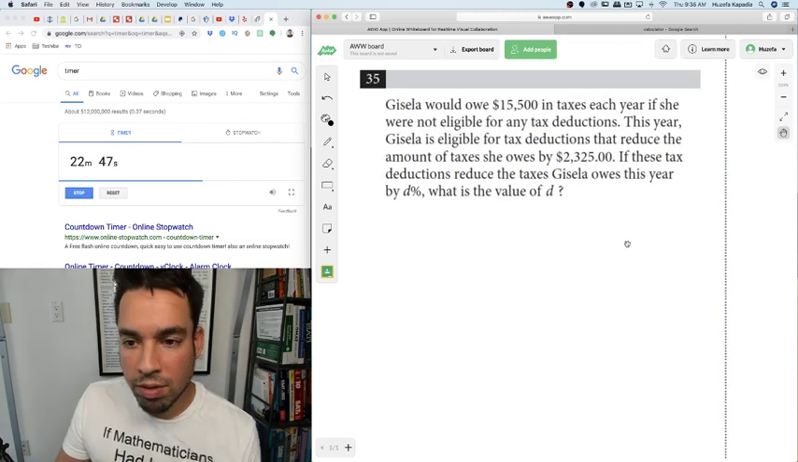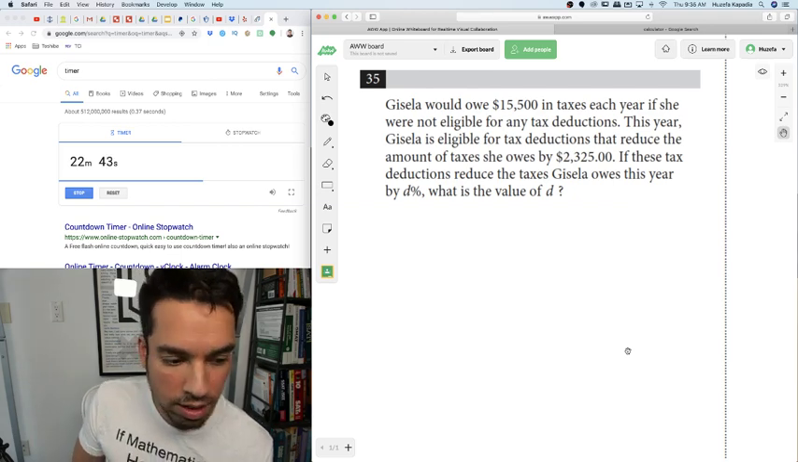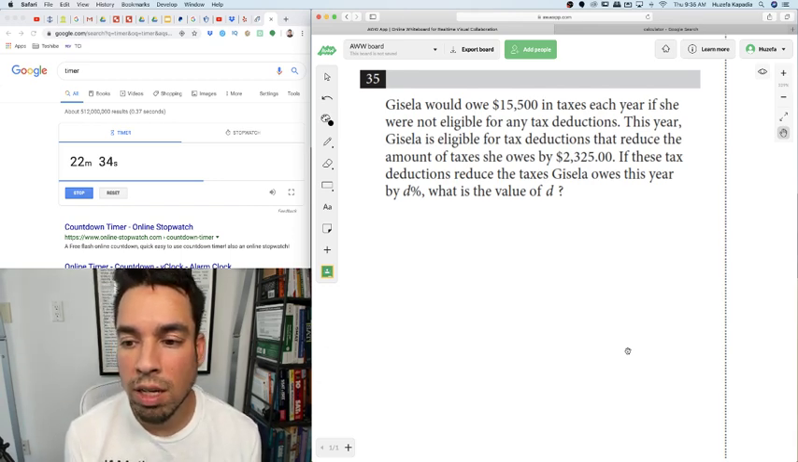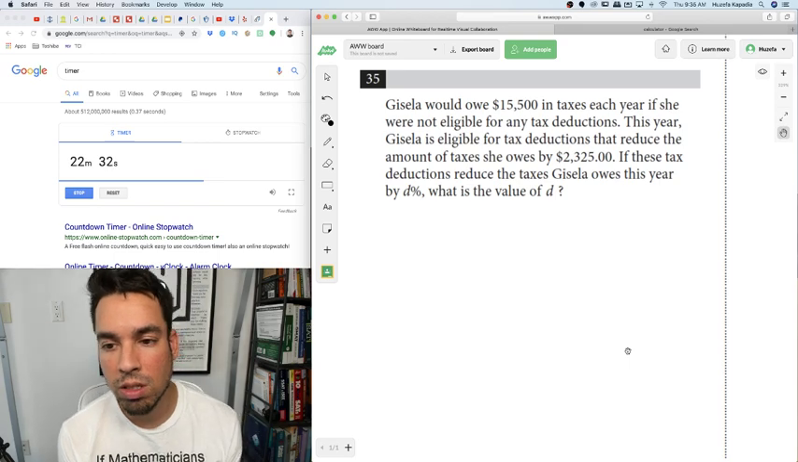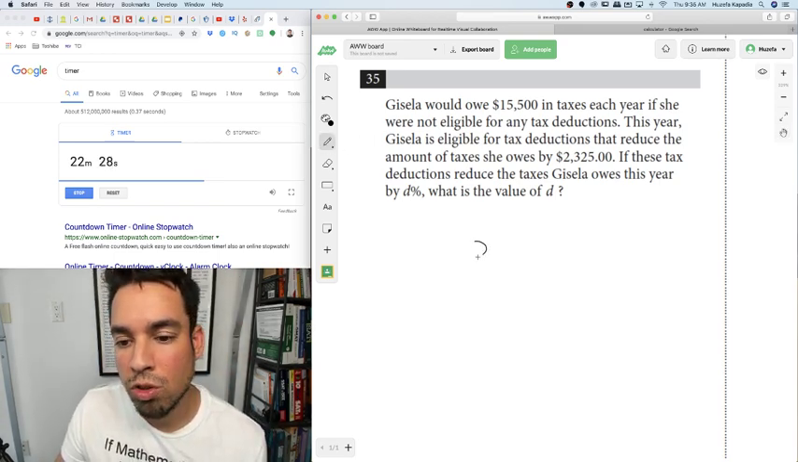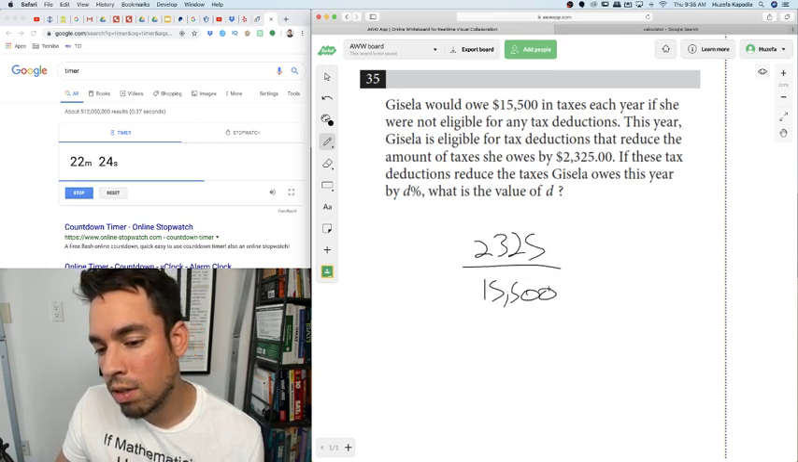Next, Gisela would owe $15,500 in taxes each year if she were not eligible for any tax deductions. This year, Gisela is eligible for tax deductions that reduce the amount of taxes she owes by that. Reduce the tax that Gisela owes this year by D%. What is the value of D? Okay, so we would set up a percent proportion. So 2325 out of 15,500 equals X percent out of 100.